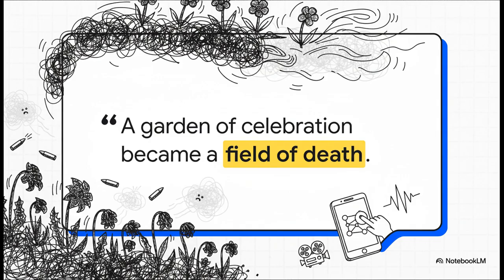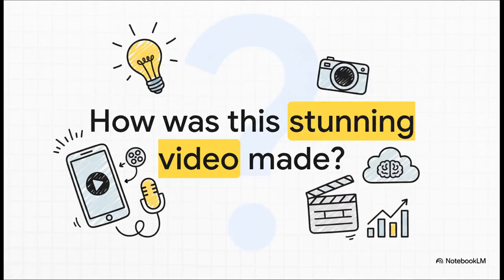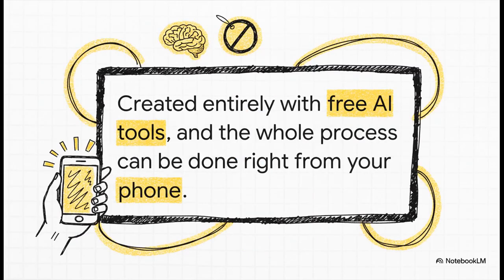Whoa, that is a powerful, gut-wrenching opening, right? And the crazy part is, it was generated entirely by AI, from the script to the voice, all the way to the visuals. So the big question is, how was this actually made? It looks professional, it sounds professional, it tells a really compelling story. You'd think it takes expensive software, maybe a whole production team, or at least a super high-end computer. But the answer, it's actually way simpler. And honestly, it's pretty revolutionary.